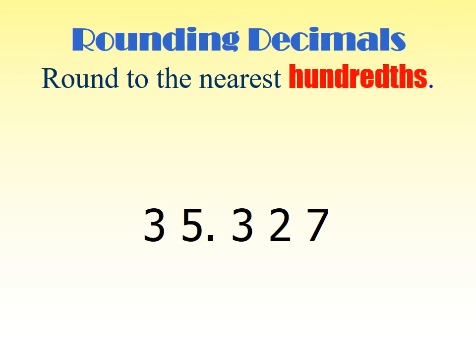So let's try this one here where we're rounding the fractional part. So round to the nearest hundredths. So let's find our hundredths. So this is our tenths, this is our hundredths. Okay, let's circle that. Look next door. That's more than 5. So this is going to round to 35.33. So we're adding 1 here.